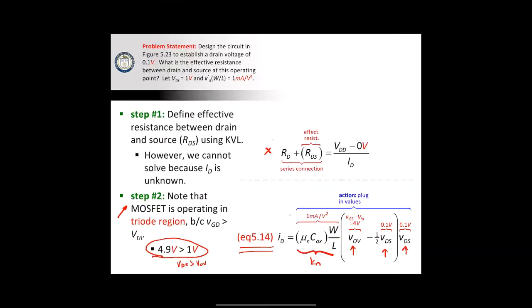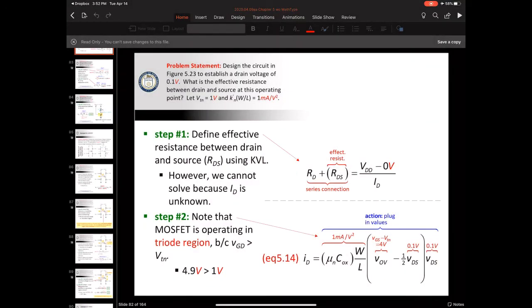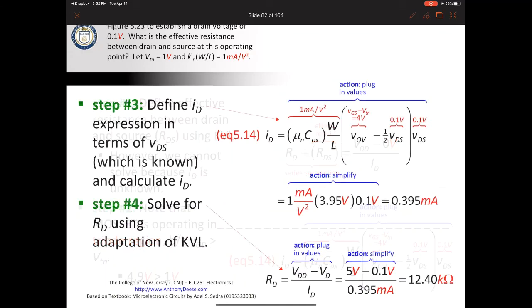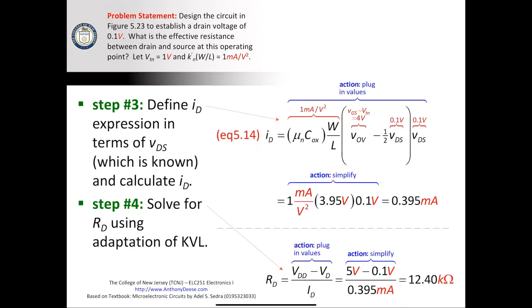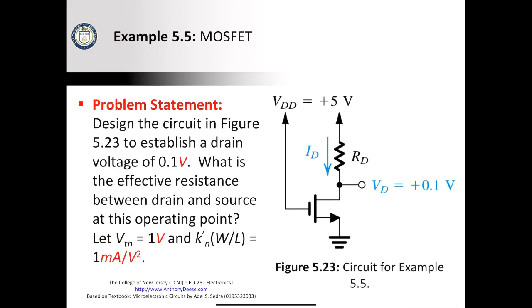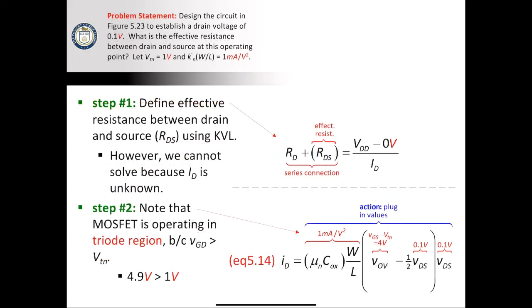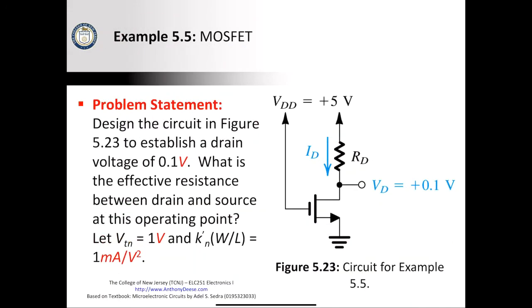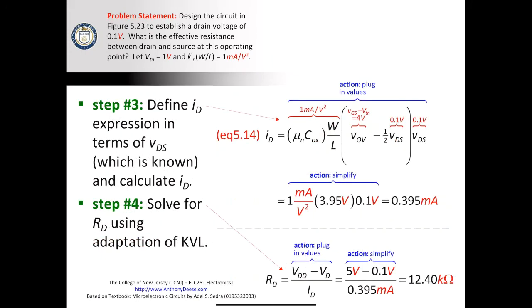So which one do we use? Let's see which one we use. So it looks like first it's calculating the RD value, which is going to be 5 minus 0.1 over whatever the ID value is. So that's what we're calculating first. So RD is equal to 12.4 kiloohms.